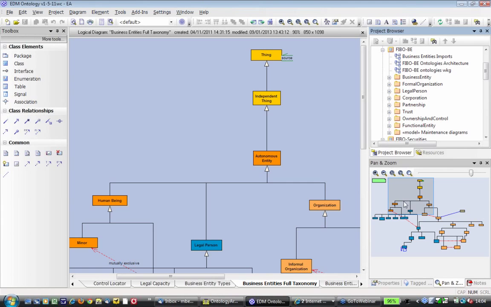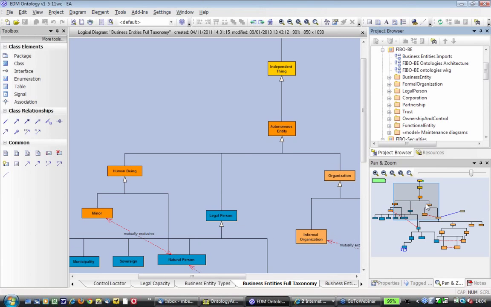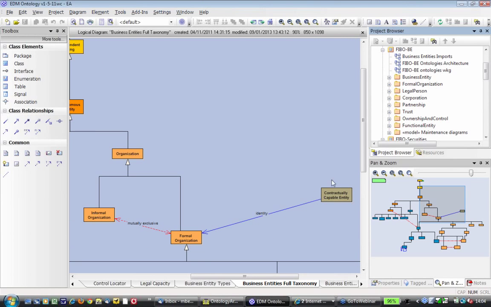And then we have the concept of legal personhood, where a legal person, so this blue color indicates this is something that is capable of incurring liability on its own part. And that's distinct from what we had over here, what the LEI ISO 17442 refers to as legal entity. But in the legal world, legal entity is usually a synonym for legal person. So we haven't used the word at all. We have contractually capable entity. That's anything that can enter into a contract. And all of the ones that we're interested in for LEI purposes are really kinds of formal organization.